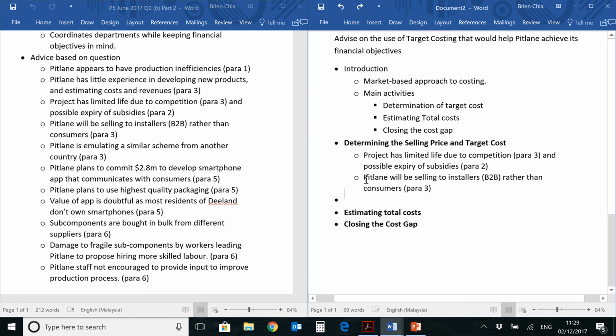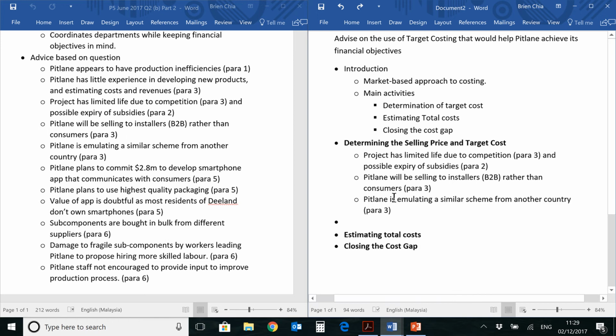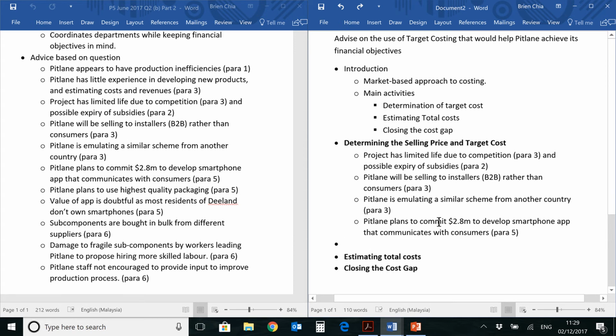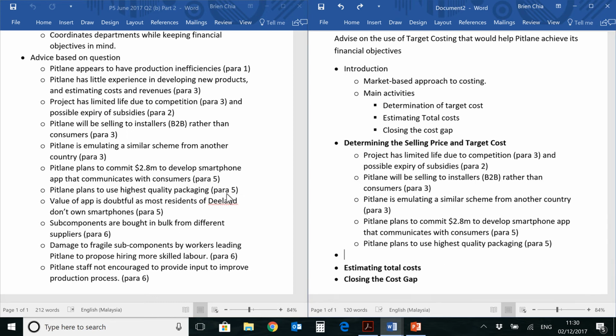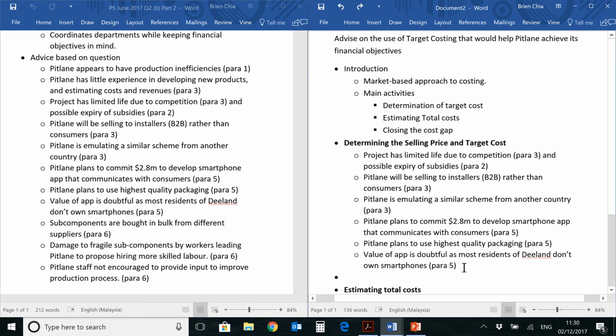We will also be looking at Pit Lane will be selling to installers, which is this one. We'll also be looking at Pit Lane is emulating a scheme from another country, which is this one. We'll also be looking at Pit Lane plans to commit 2.8 million to develop a smartphone app, which is here. And it plans to use high quality packaging from paragraph 5, which is over here. And the value of the app is doubtful as most residents don't own smartphones, which is over here.